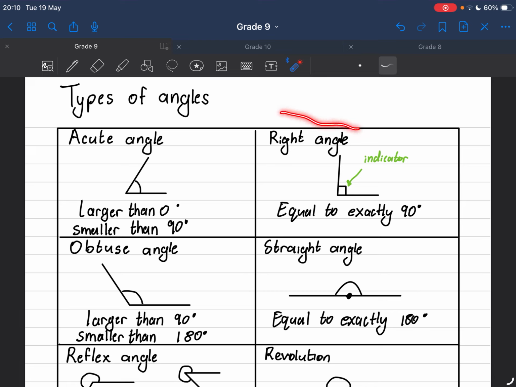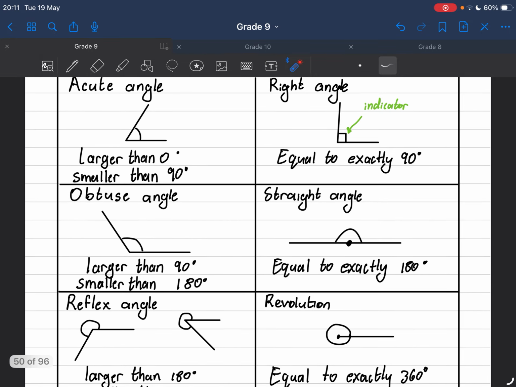The second one is a right angle. A right angle is equal to exactly 90 degrees. A right angle is usually indicated by a little square between your two lines. You then get an obtuse angle, which is bigger than your 90 degree or your right angle but smaller than 180. So it's larger than 90 and smaller than 180.